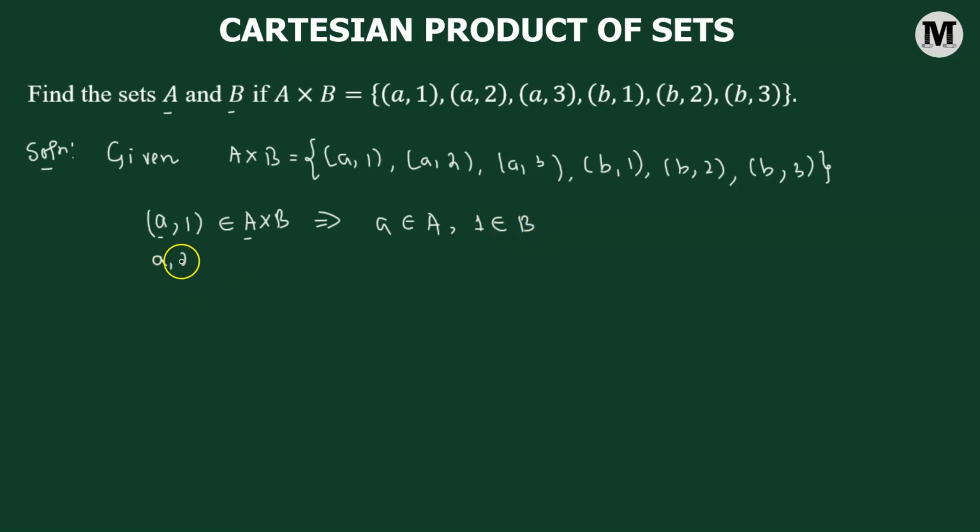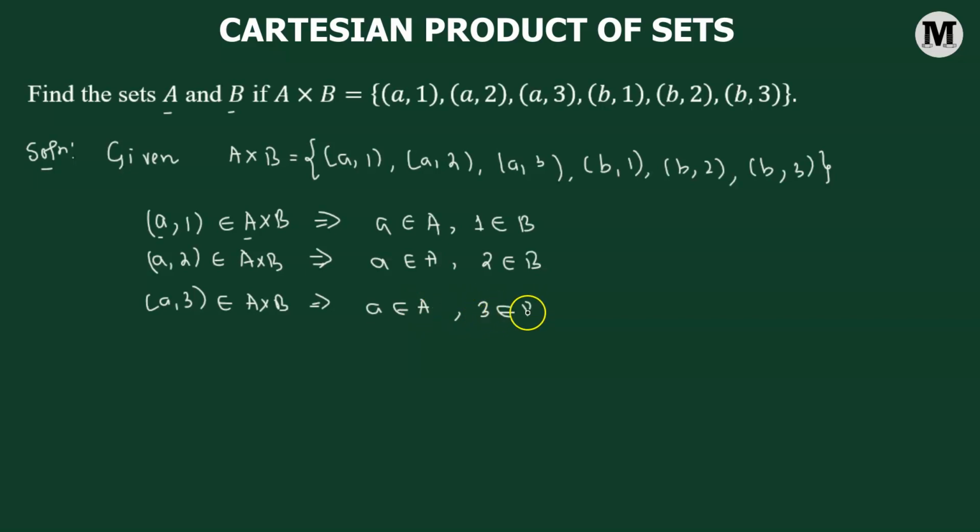Next we have (a, 2). So (a, 2) belongs to the Cartesian product of the set A and B. This means that a belongs to A, which is already specified in the previous ordered pair, and then we have 2 belonging to the set B. Next we have (a, 3). (a, 3) belongs to the Cartesian product of A and B. This simply means that a belongs to A and 3 belongs to the set B.